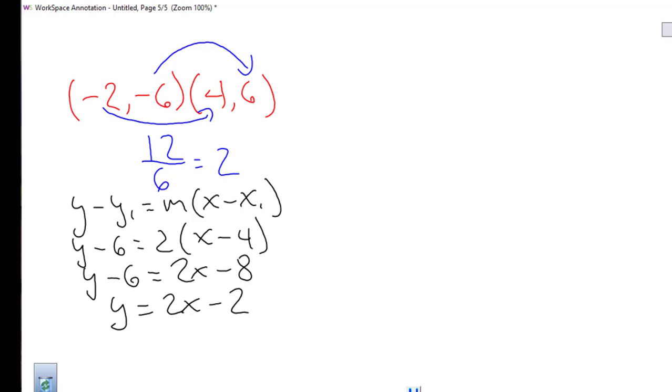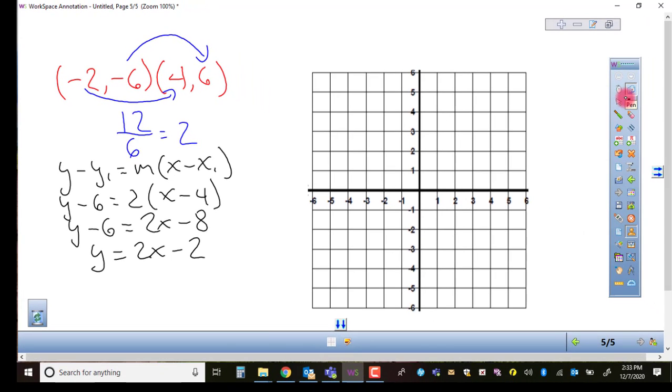And if we wanted kind of a check of that, we could go ahead and plot those two ordered pairs, and let's graph that. So I had an ordered pair at -2, -6. I had another ordered pair at 4, 6. And if I draw my line through those two points, I get a graph that looks something like that. I'll draw my arrows to indicate that this is going to keep going forever in both directions.